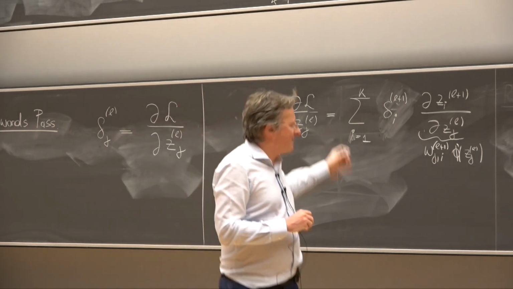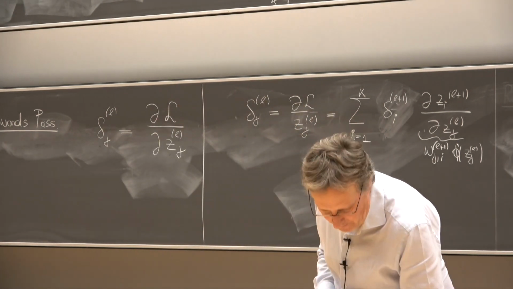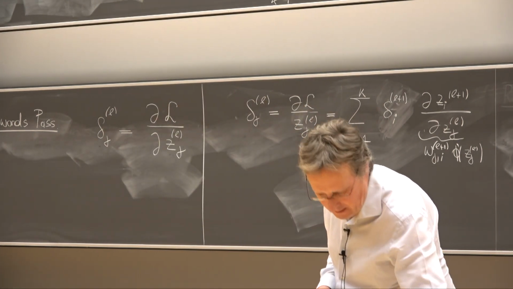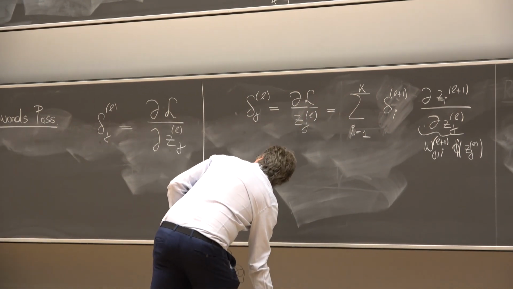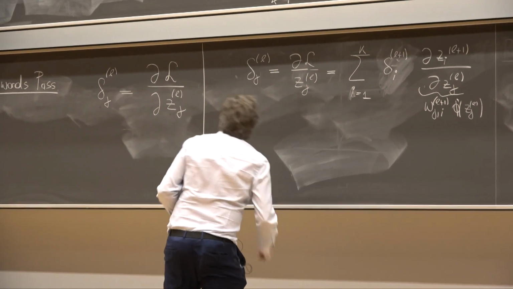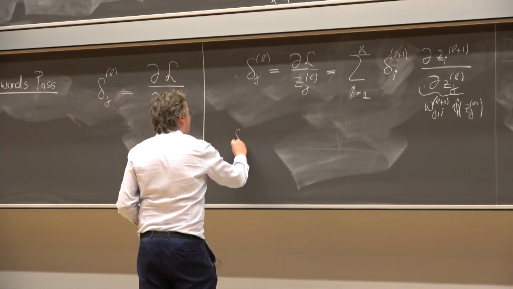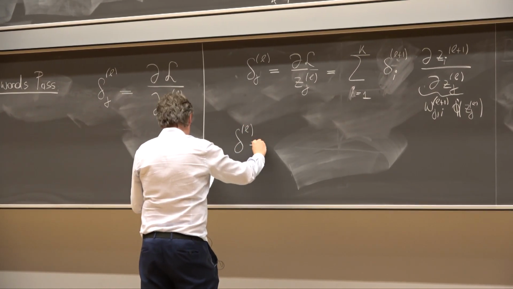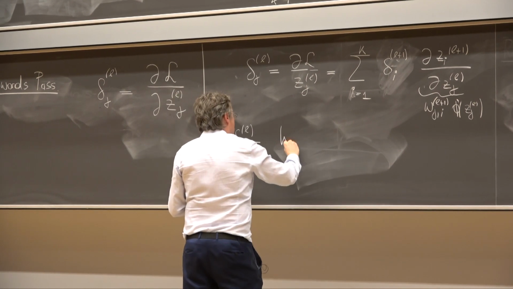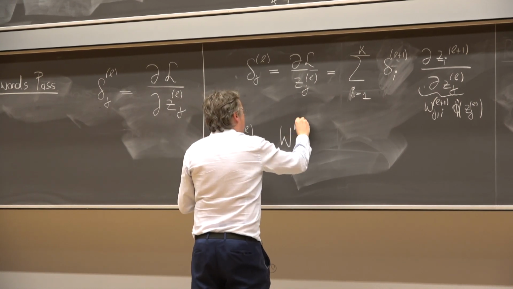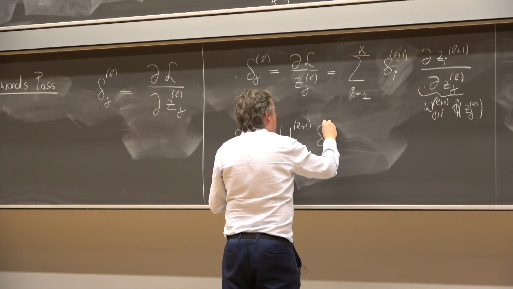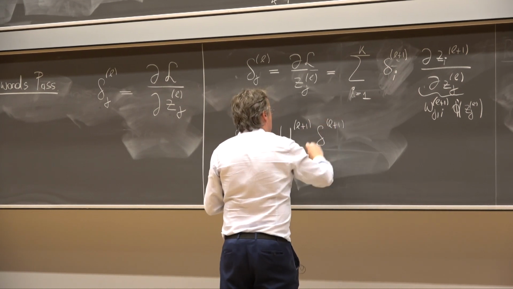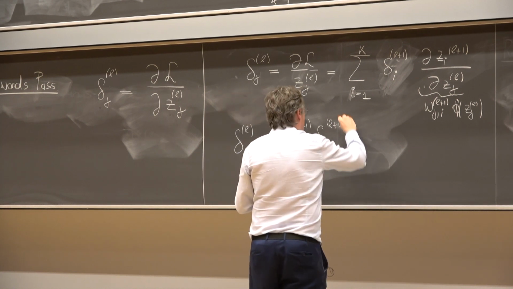Okay, so let me just write this down now in matrix form. It looks a little bit nicer. So if I write this down as a whole vector, I get this, and I can write this down. So this is again my matrix here, L plus 1, delta, L plus 1. So it's just a matrix multiplication.